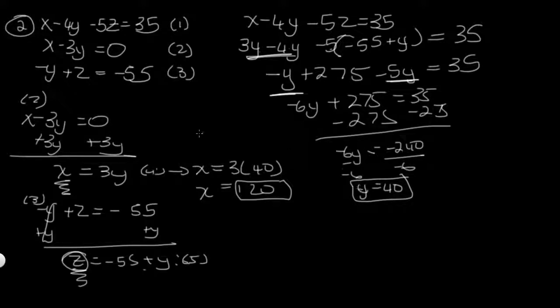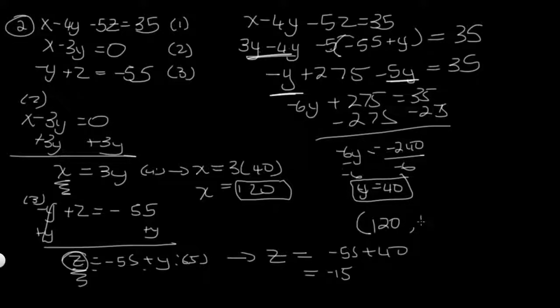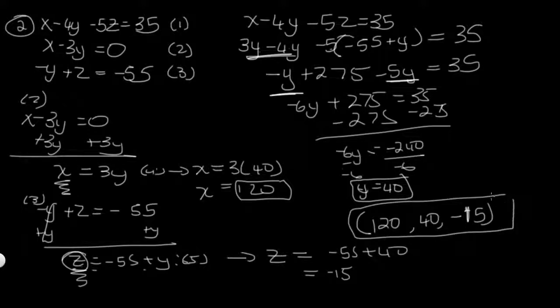All right, I'll do the same thing here. Look, z is by itself. So z equals negative 55 plus y, which is 40, and you will get negative 15. Okay, so again, write your answers as an ordered pair of 120, 40, and negative 15. So this is the solution to this problem.